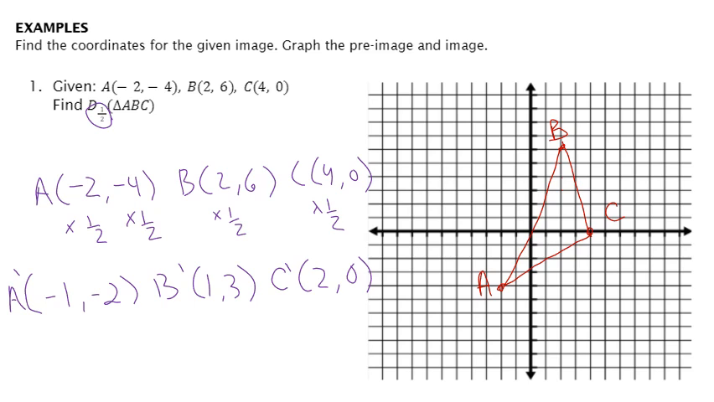So -1, 2. This would be my A prime. We have 1, 3, which is B prime, and then 2, 0, which is C prime. And you can see it's the same shape. The angles are the same, and the sides are a reduction because our scale factor is 1/2.